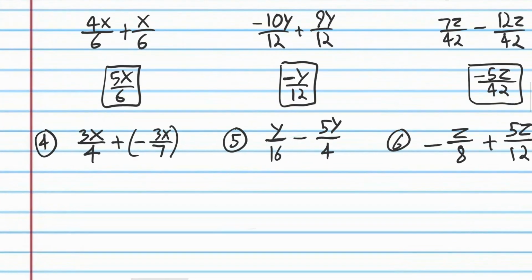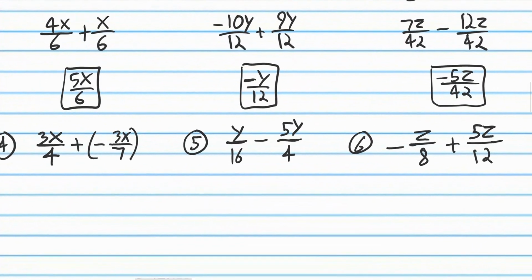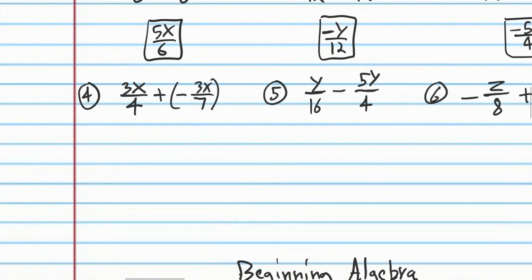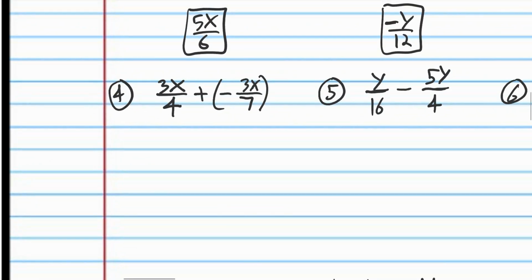So now you try number 3, and it looks like we didn't have to simplify any of those fractions, but you might have to simplify some of these, so just be aware of that after you do the calculations. So try number 4, and when you come back, we'll do it together.